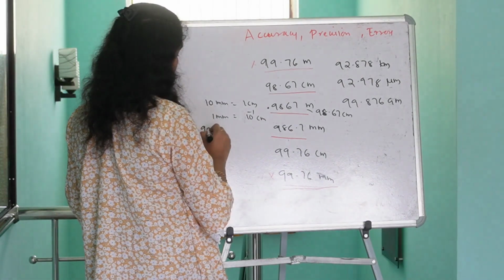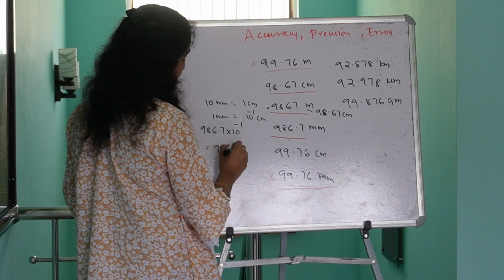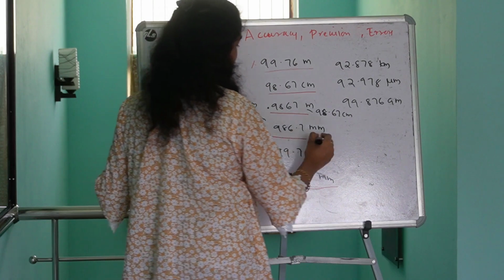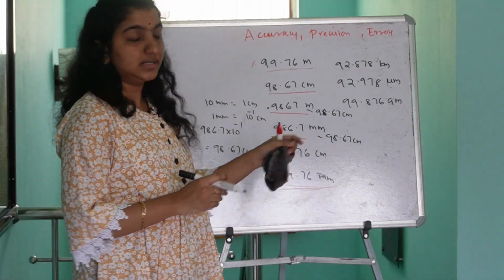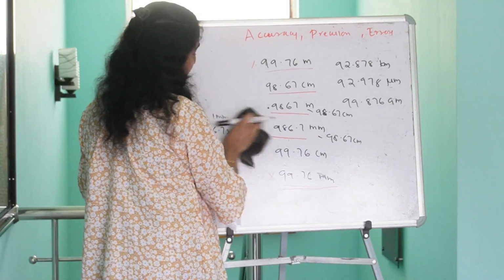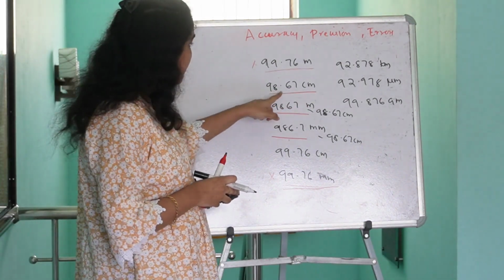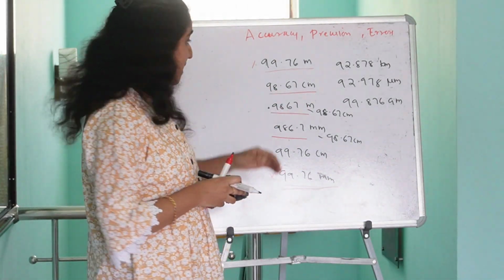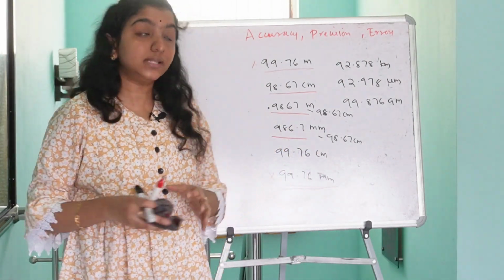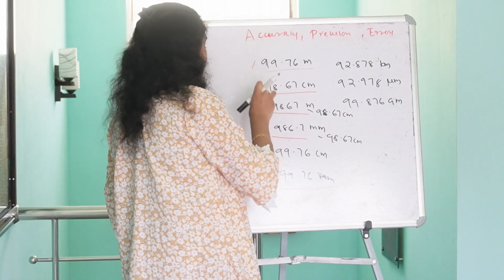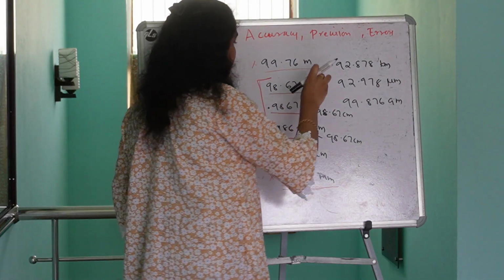So what is 986.7 millimeter in centimeters? It is nothing but 98.67 centimeter. Again I got the same value, 98.67 centimeter. Yes, I got the same measurement, same value, 3 times. It can be the most precise value. Yes, let these values be in the list.